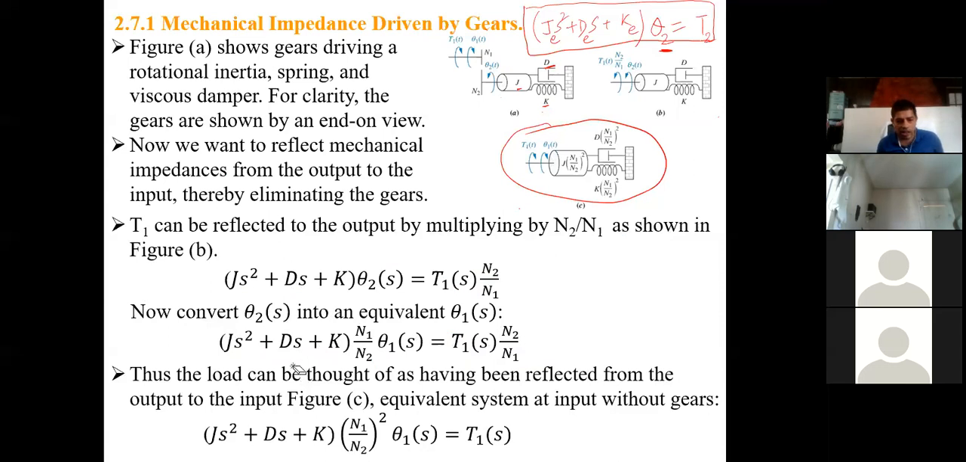Can I rewrite this as this? So let's multiply both sides by N1 over N2. What happens? You multiply both sides by N1 over N2, and this cancels out. So what I'm left with? N1 is squared, N2 is squared, right? See that?